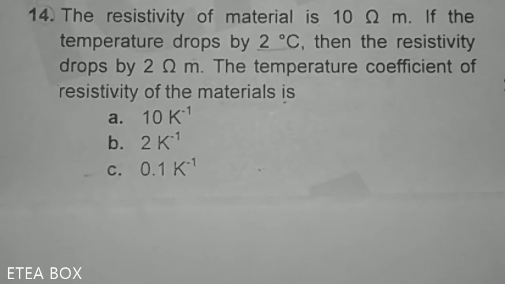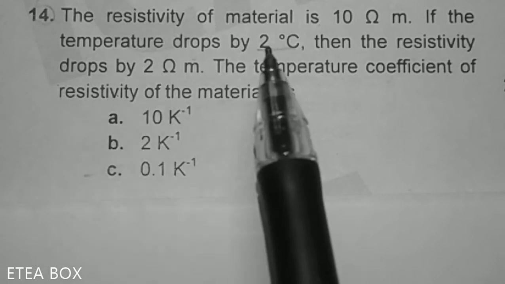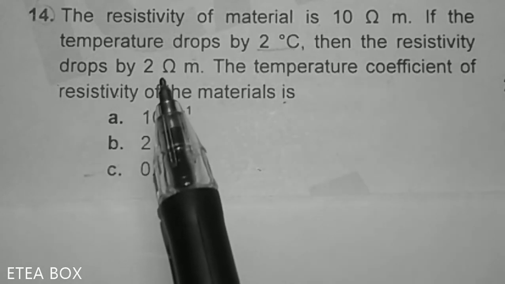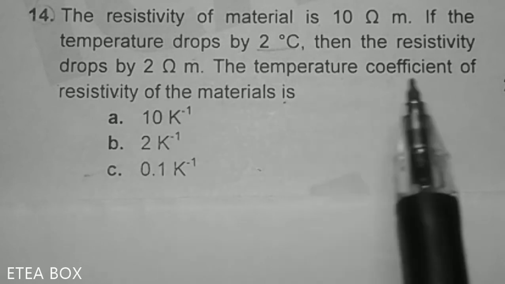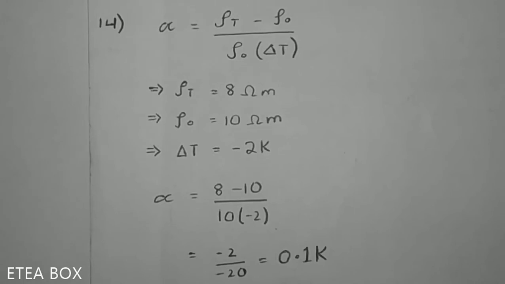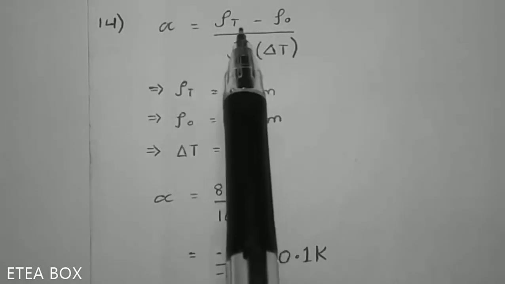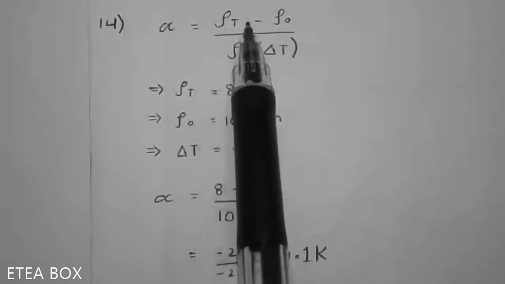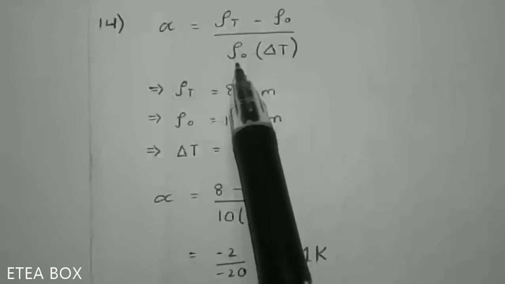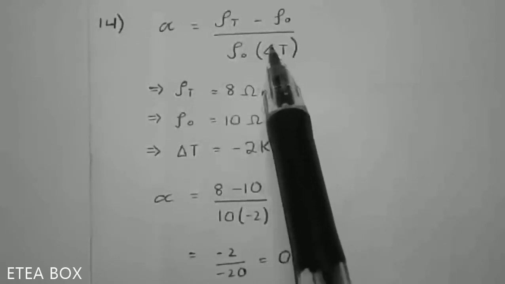The resistivity of material is 10 ohm meter. If the temperature drops by 2 centigrade, okay? Then the resistivity is dropped by 2 ohm meter. The temperature coefficient of resistivity of material is. Now look at here, the temperature coefficient of resistivity is alpha, which is equal to resistivity at temperature T minus original resistivity divided by original resistivity into change in temperature.